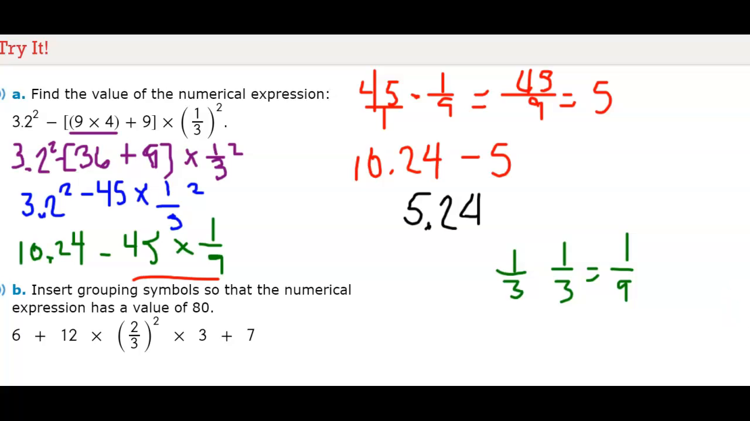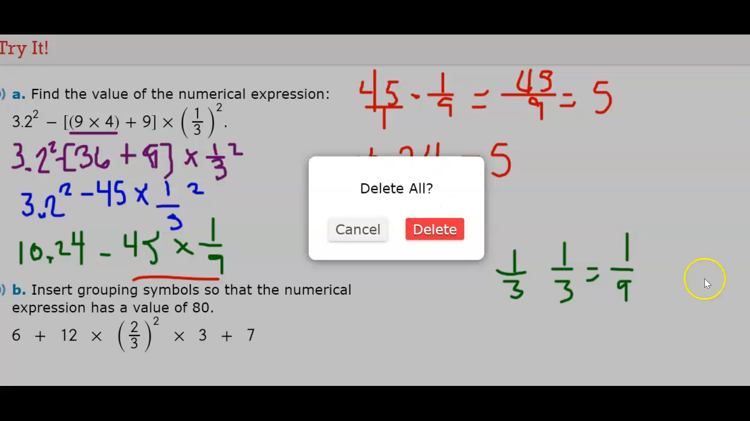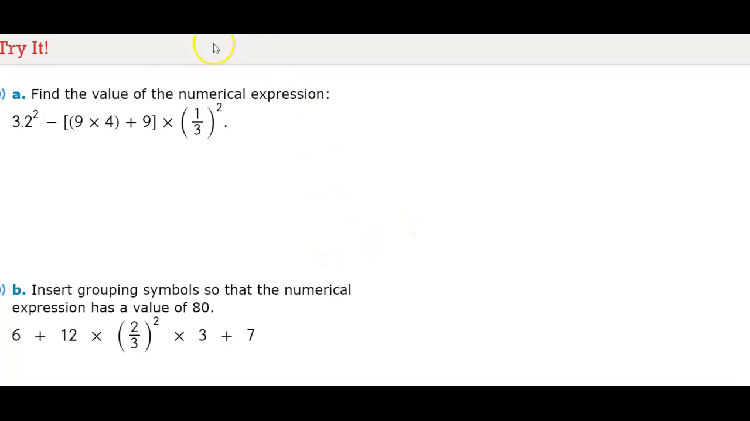So I'm going to erase everything here. Part B. Insert grouping symbols so that the numerical expression has a value of 80. Okay, so this requires some trial and error, which means you're going to make a mistake because we're trying it out. We have to see which grouping is going to allow us to equal 80. So let's see. Let's try grouping.